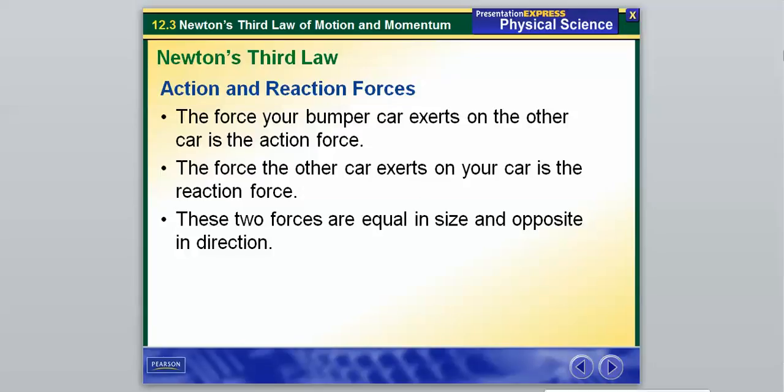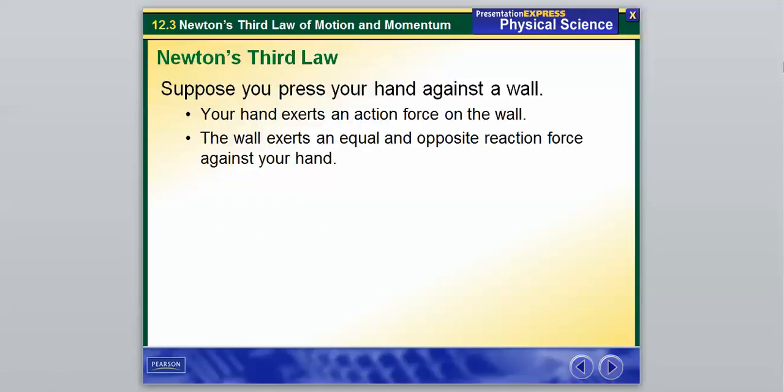Okay, so those two forces, they don't necessarily balance each other out. That's not what's going to happen here. We're going to explain why, but they are equal in size and opposite in direction. So we're going to do a couple other examples of action and reaction forces.